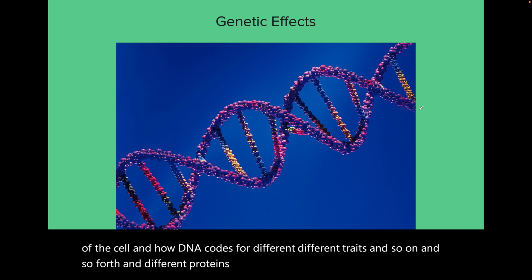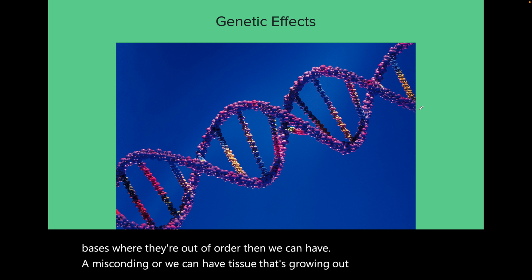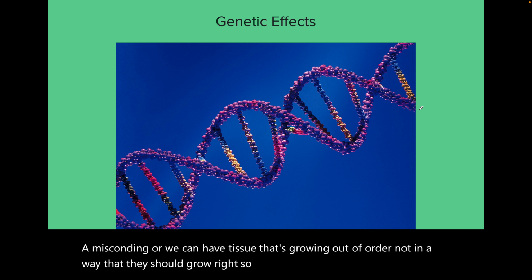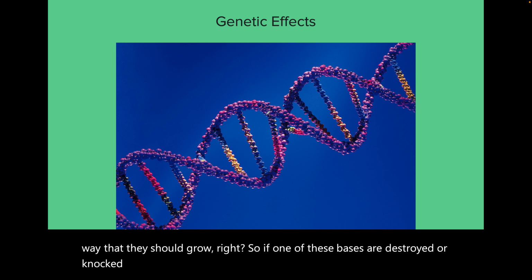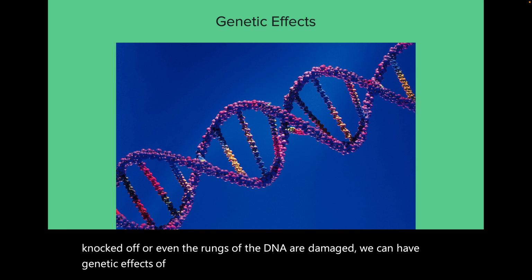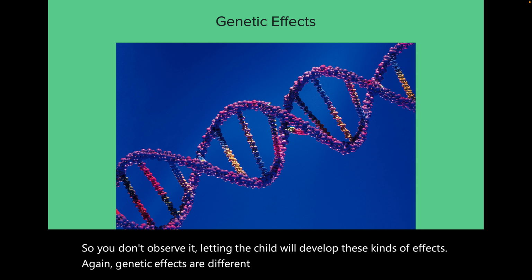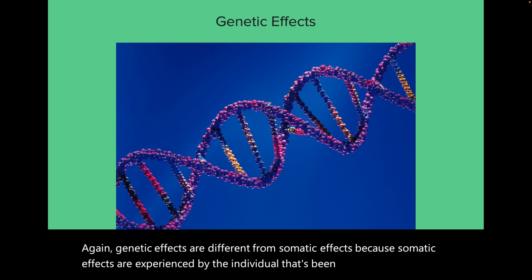We have the nitrogenous bases, where if they're out of order, then we can have miscoding, or we can have tissue that's growing out of order, not in a way that it should grow. So if one of these bases is destroyed or knocked off, or even the rungs of the DNA are damaged, we can have genetic effects of radiation. So you don't observe it, but the child will develop these kinds of effects. Again, genetic effects are different from somatic effects because somatic effects are experienced by the individual that's been exposed. Genetic effects are those that are passed on to offspring.